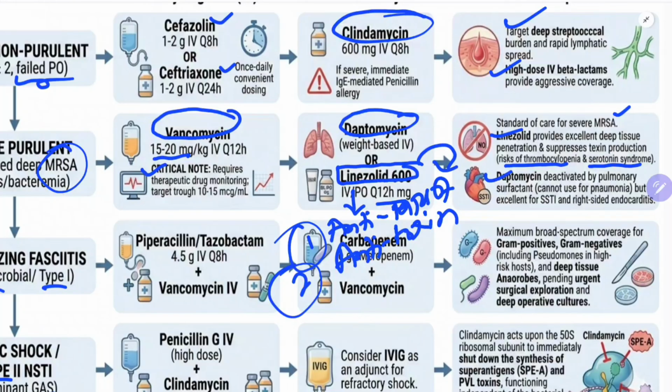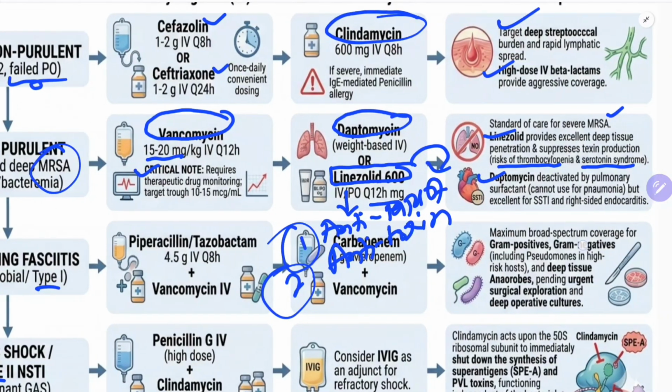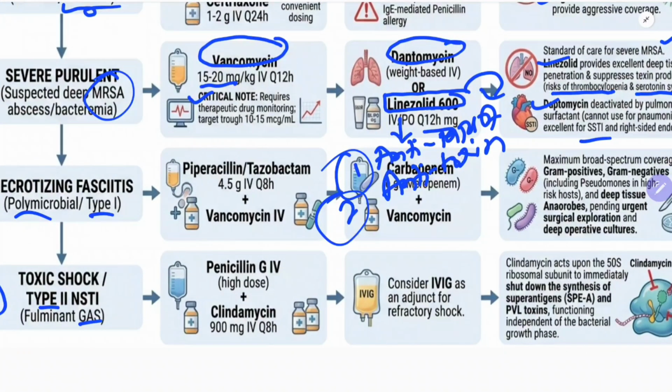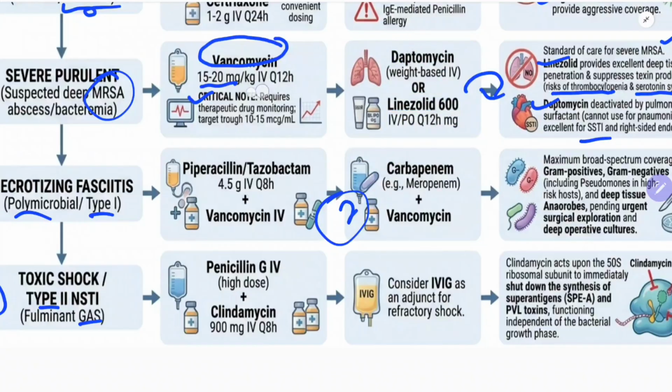Daptomycin is deactivated by pulmonary surfactant, so it cannot be used for pneumonia, but it is excellent for skin infection. But daptomycin is not used very much. Vancomycin and linezolid are used. Okay, so that was about severe purulent infection.